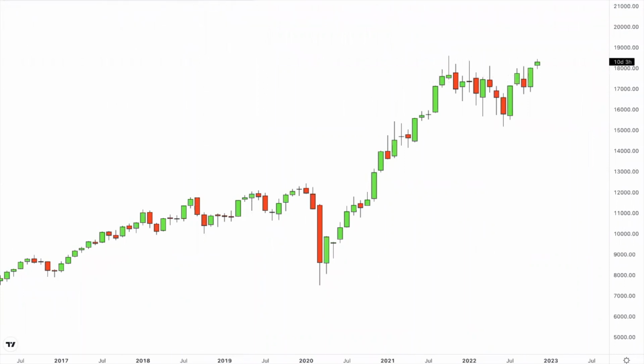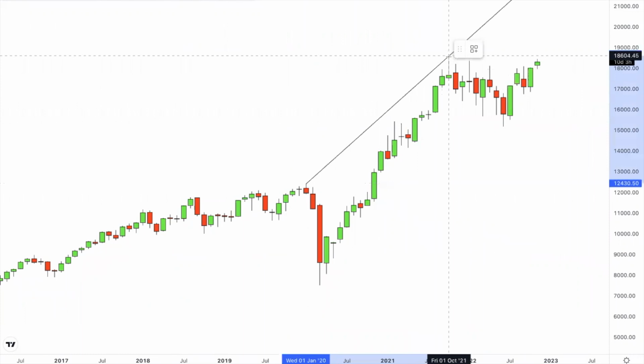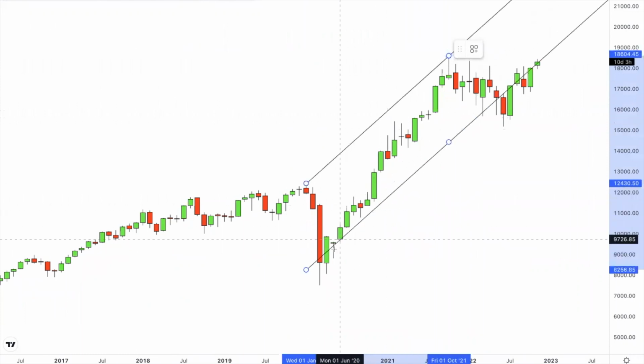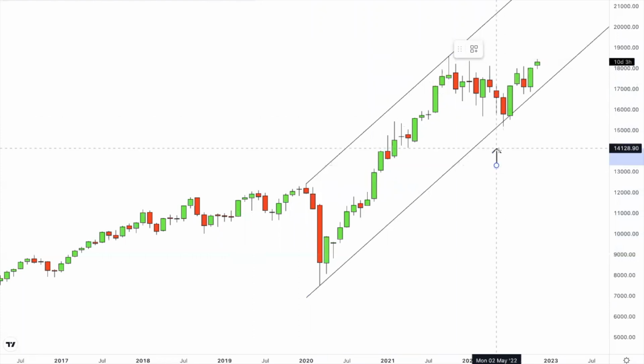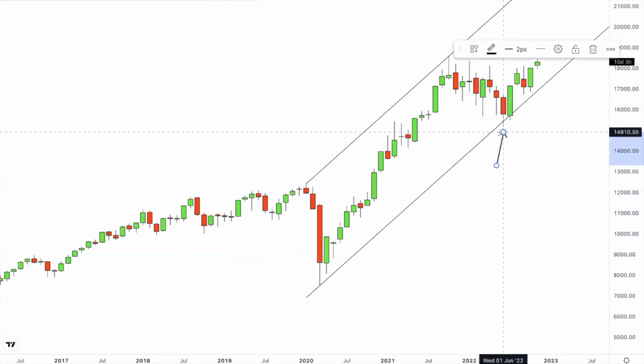So we'll just quickly click on parallel channel. We will select the high that the instrument made. So here it was 12,430. So from here, the index made a high of 18,604, and then the security had a low of 7,511. So we just plotted this parallel channel very quickly, and you can see I had posted this chart somewhere back around these levels of 15,200, 15,250.